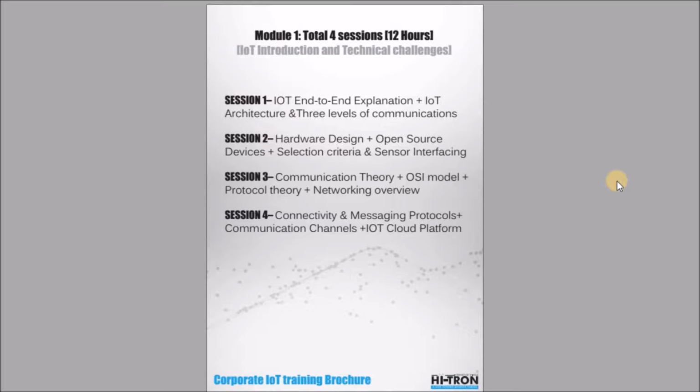In the session 2, we will spend another 3 hours to learn about hardware designs. We will learn about different open source devices, like some of the hardwares, like say for example Arduino and Raspberry Pi, BeagleBone, and Intel Galileo, and we will discuss all of them, and we will see how they are different from each other and how they fit into the requirements.